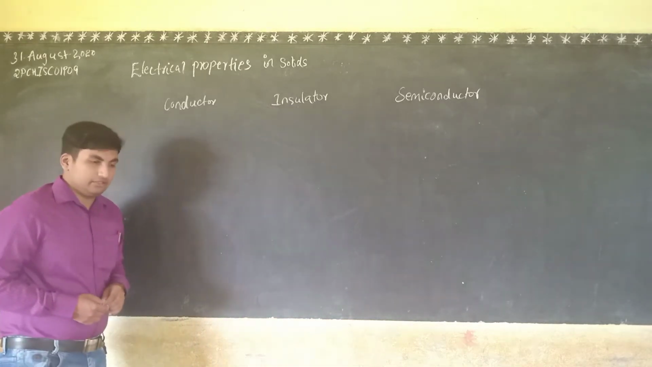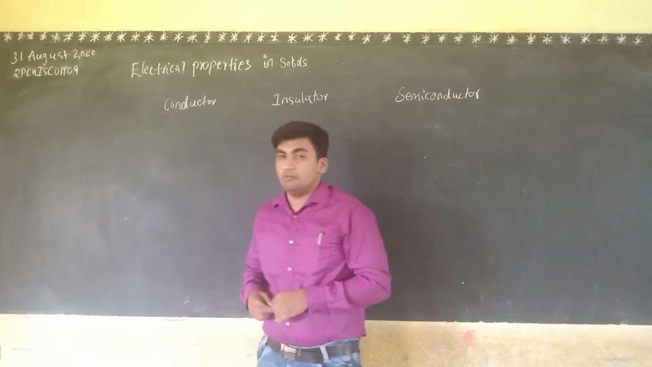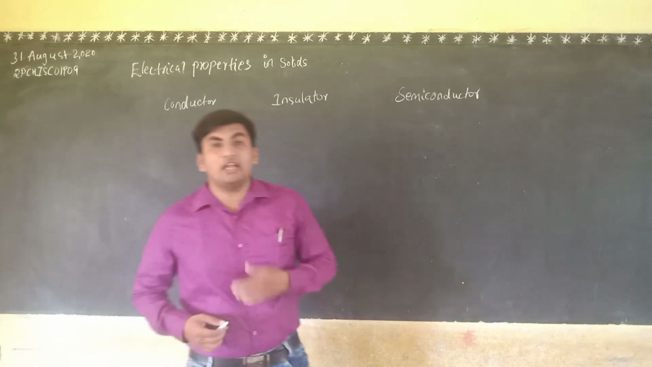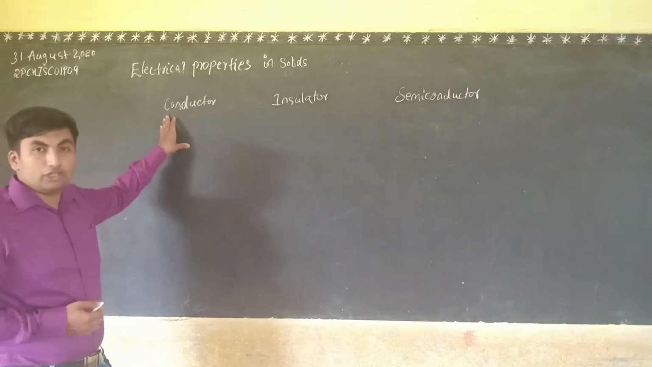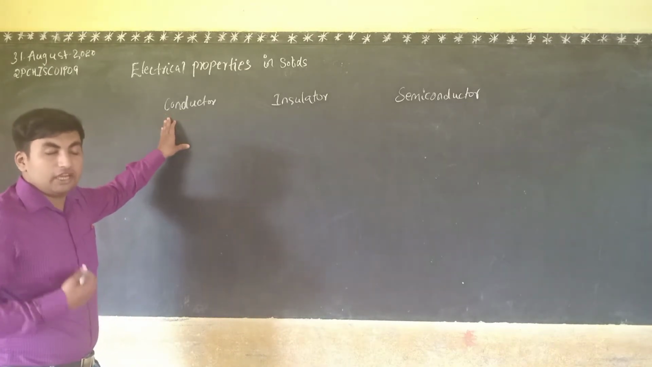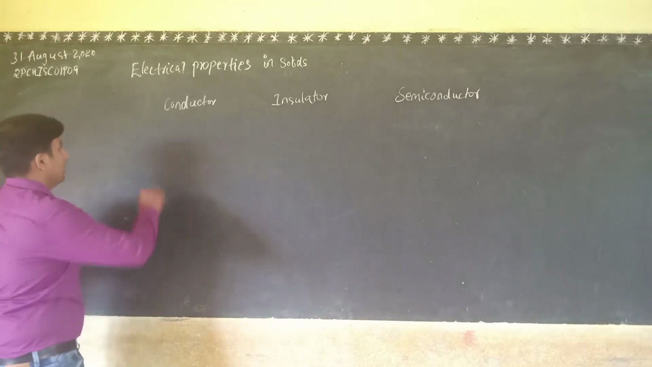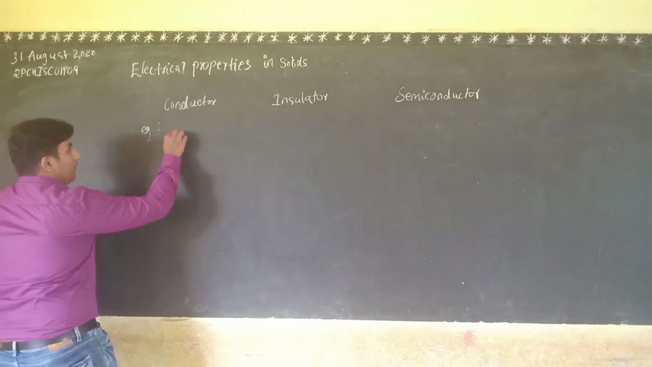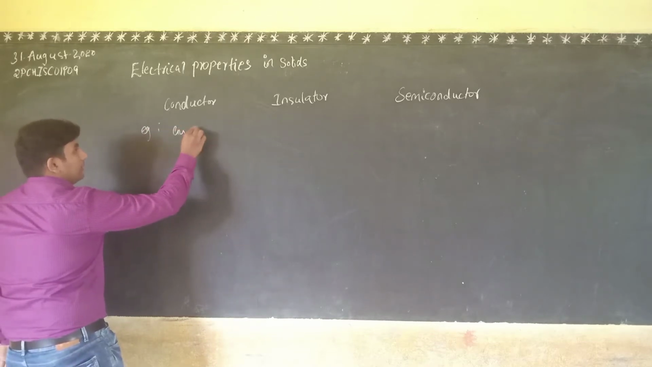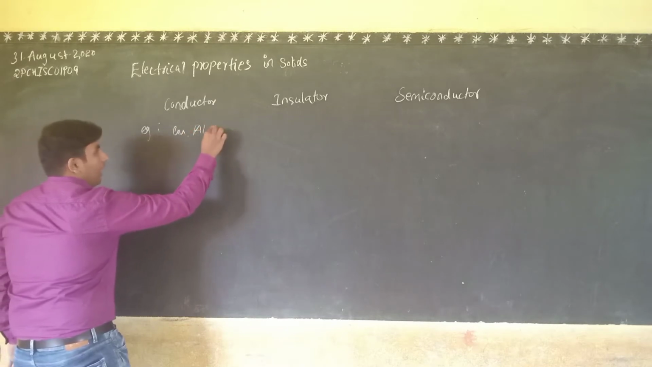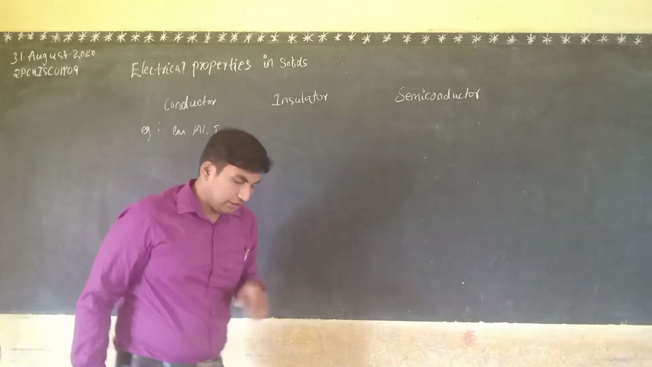Then conductors. What are conductors? Conductors are the materials or substances which conduct electricity to the maximum extent. Examples: metals, copper, then aluminium, iron, etc.